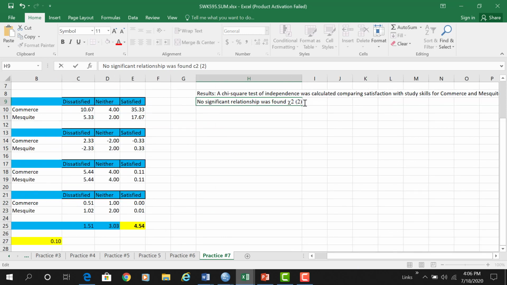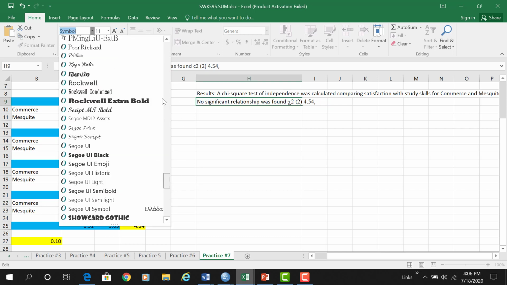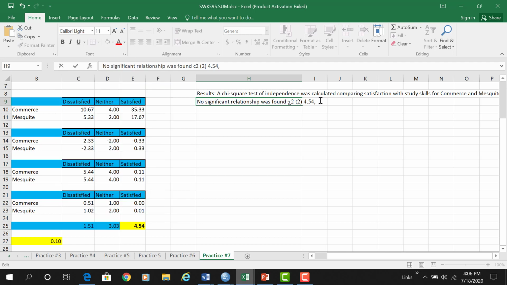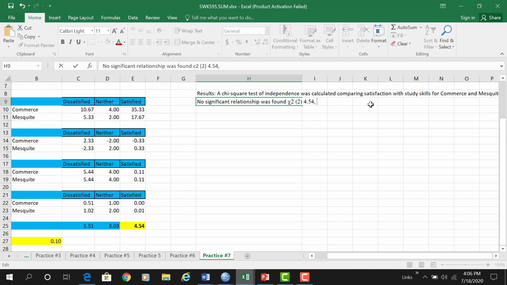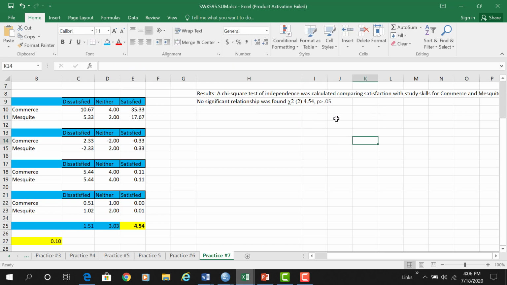So after degrees of freedom, 4.54 for our chi-square statistic, comma, p greater than. Make sure you change back from the symbol to your regular font. So p is greater than 0.05. Okay, so that's how you would report your chi-square statistic.